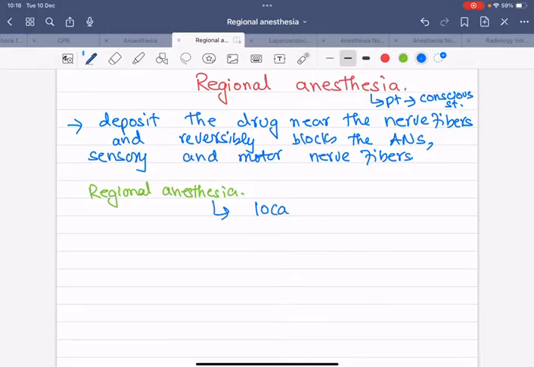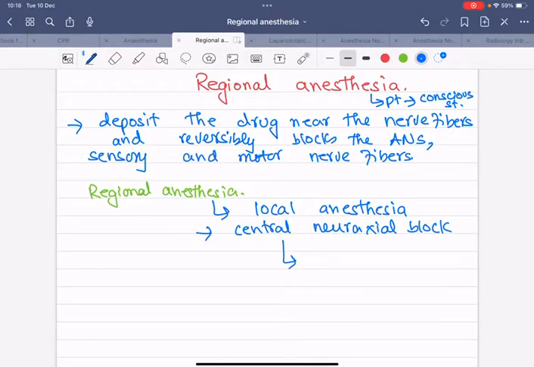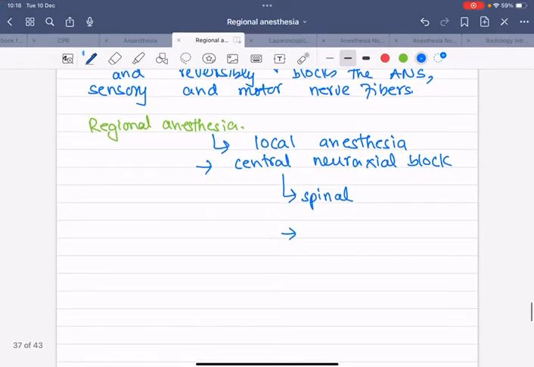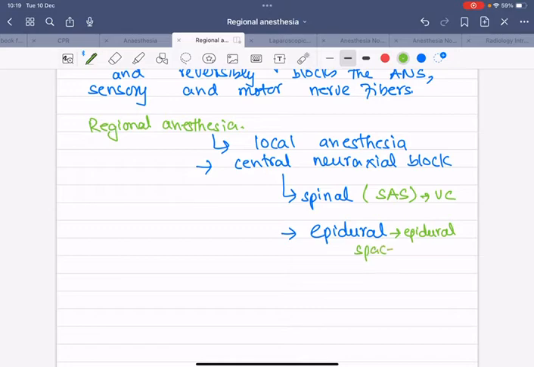We can use it locally in the form of local anesthesia. We can use it as a central neuraxial block. Please remember, central neuraxial block can be spinal anesthesia and it can be epidural anesthesia. If you are giving the anesthesia in the subarachnoid space in the vertebral column, this is spinal anesthesia. If you are giving the anesthesia in the epidural space in the vertebral column, then it is epidural anesthesia.